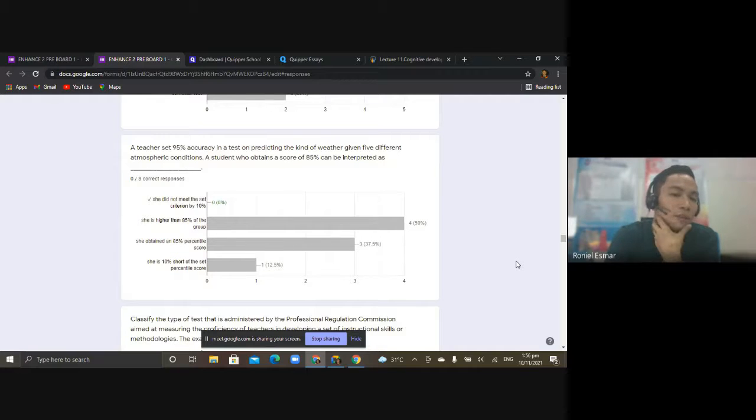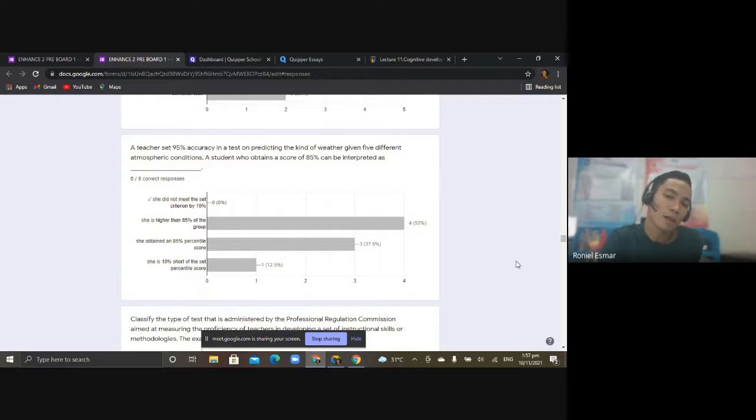She is higher than 85% of the group. Take note nga, majority sa inyo answered option number 2. She is higher than 85% of the group. Again, if ang performance of the student, we compare it to a certain portion of the entire population of the class, we are talking about the percentile score, no, of the student. And di anhiman kay na may giset nga 95% accuracy or standard, no? So, therefore, letter B is not correct unless ang nasa question is 85% percentile score.